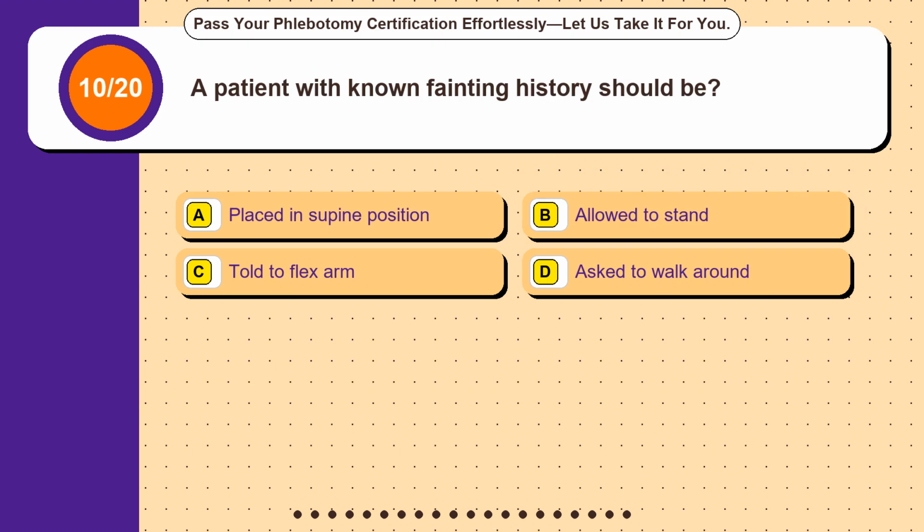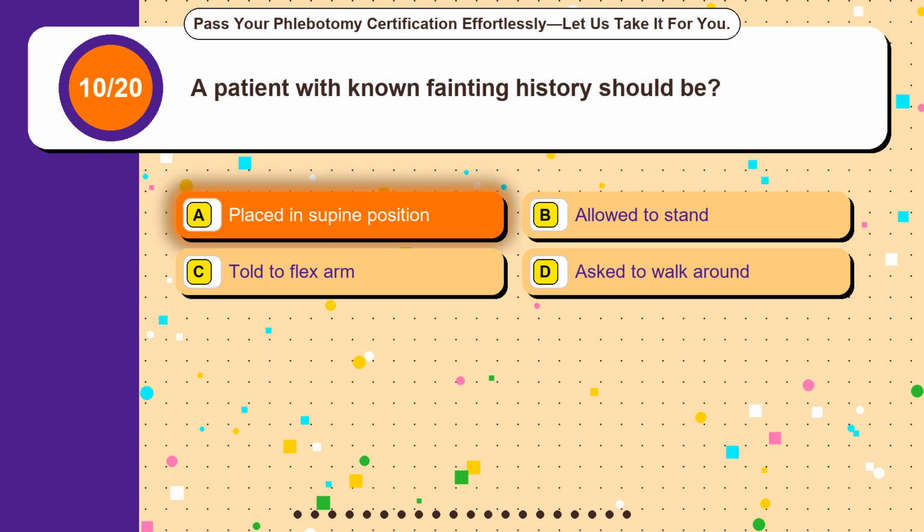Question 10. A patient with known fainting history should be: option A, placed in supine position; option B, allowed to stand; option C, told to flex arm; option D, asked to walk around. The correct answer is option A, placed in supine position.